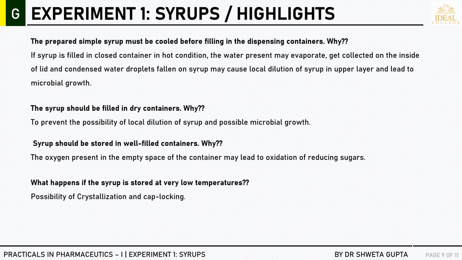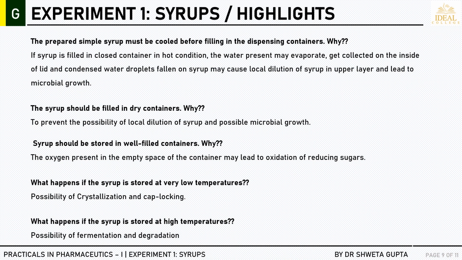What happens if the syrup is stored at very low temperatures? At very low temperatures, the solubility of sucrose in the solution will decrease, which may lead to supersaturation and possibility of crystallization, which again can lead to cap locking. What happens if the syrup is stored at high temperatures? At higher temperatures, there may be the possibility of fermentation and degradation of the product.